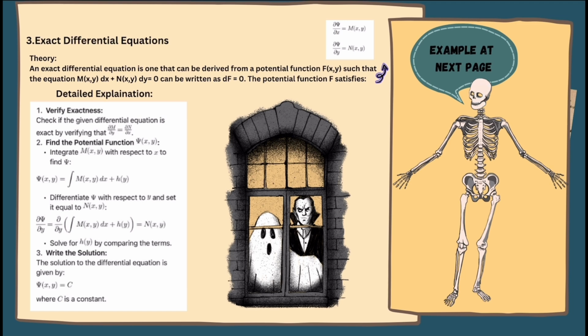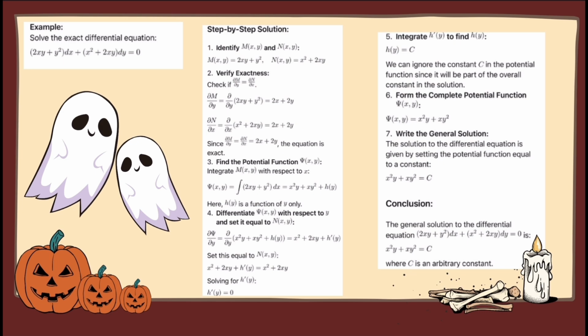For the first step, we have to verify the exactness. We check if the given differential equation is exact by verifying that dM/dy equals dN/dx. Second step is to find the potential function psi(x,y). We integrate M(x,y) with respect to x to find psi. Then we differentiate psi with respect to y and set it equal to N(x,y). Then we solve for h(y) by comparing the terms. After that, we write the solution. The solution to the differential equation is given by psi(x,y) equals c, where c is a constant. This is the example for exact differential equation.